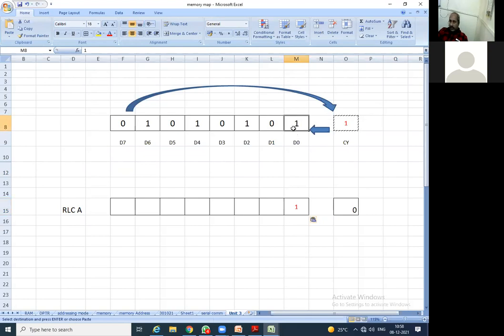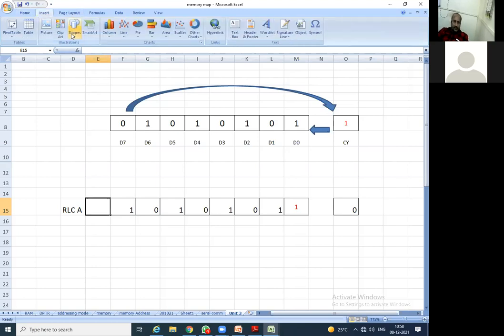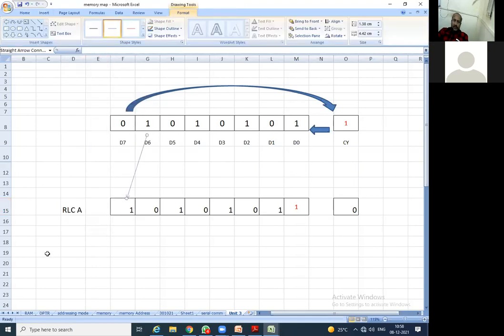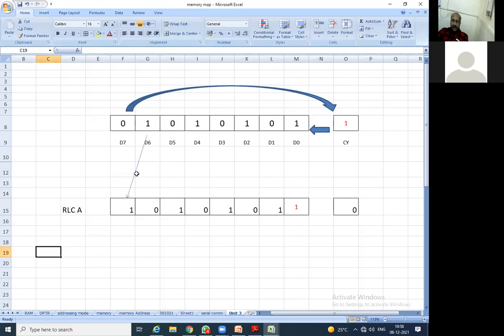This one, that is D0, is going to be transferred over here. Then 0, then again 1, then again 0, again 1, again 0, and again this D6 is transferred to the D7. I will insert a few arrows. Here it is going to be transferred towards the left. So this will be the correct answer for this RLCA.